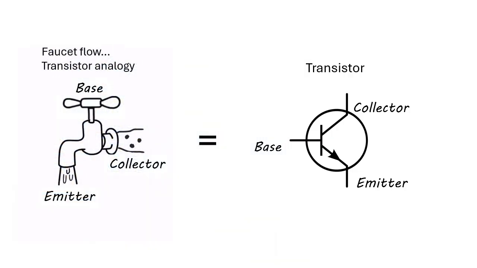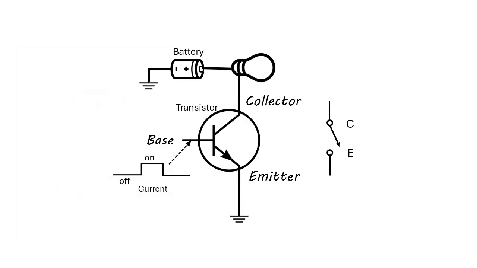The analogy of a faucet helps to understand the transistor as a switch. The faucet has input and output ports and a valve to control the flow of water. Let's call the in and out ports the collector and the emitter. The control valve function is called the base. Here is a transistor connected to a lamp. A current flow into the base terminal controls the flow of electricity between the collector and the emitter.